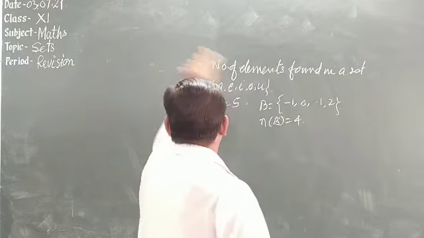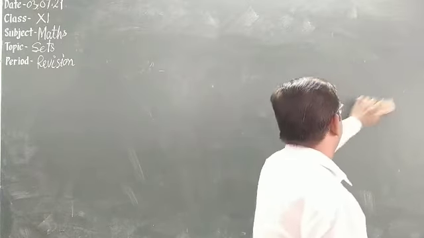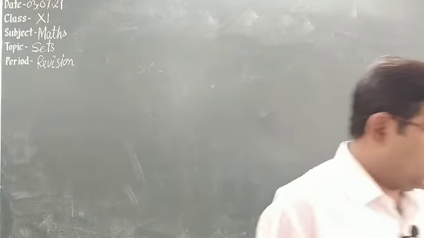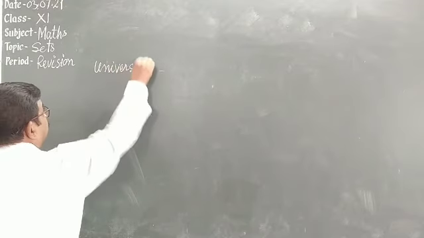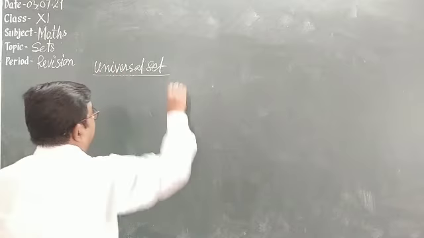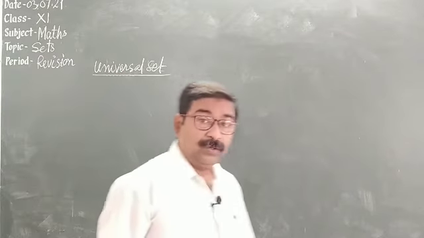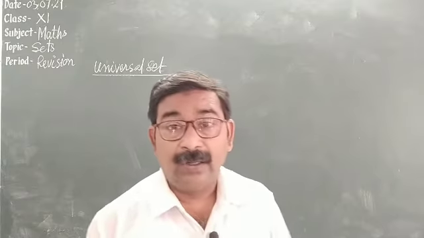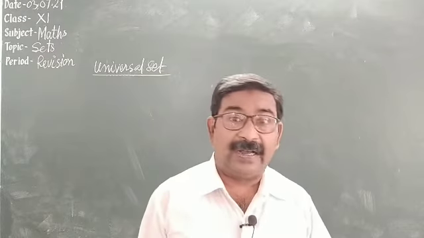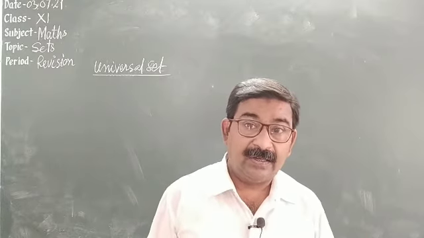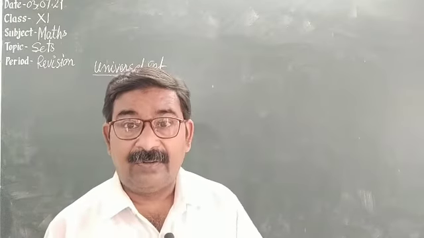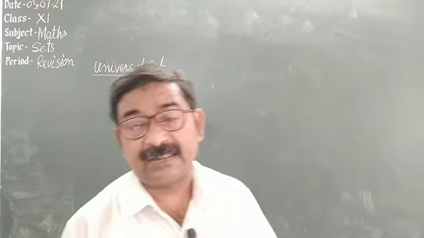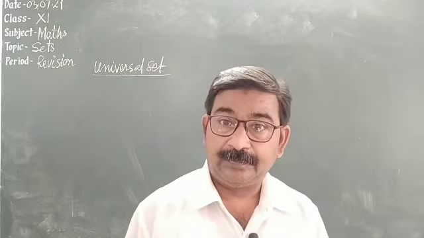Now we are coming to the next point. Universal set. Universal set is also a set which contains all kinds of sets of its own kind. Try to understand. Universal set contains all the sets of its own kind.